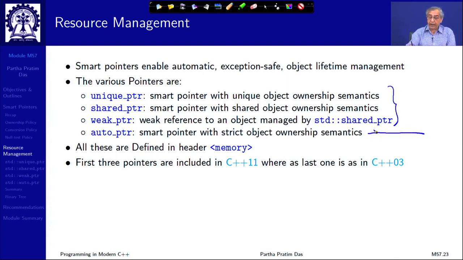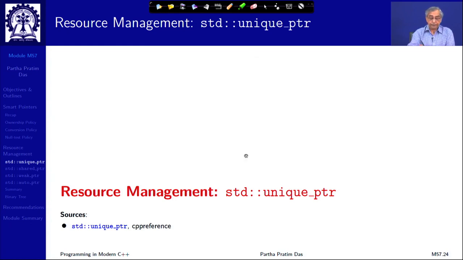You do have a smart pointer called auto pointer, which exists in C++ 03, so we have included it, but it is deprecated in C++ 11 and in C++ 17 it has been completely removed. So, unless you are restricted to use C++ 03 only, do not use the auto PTR. All of these are available in the memory component of the library.